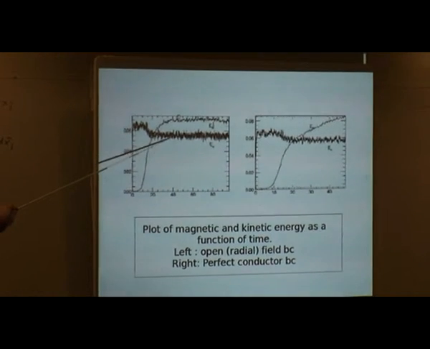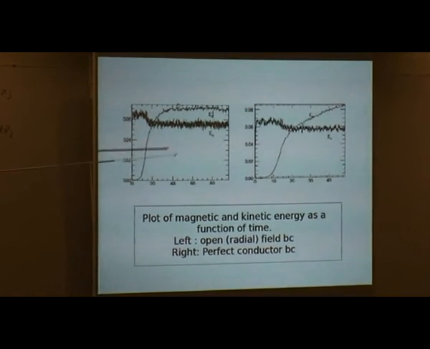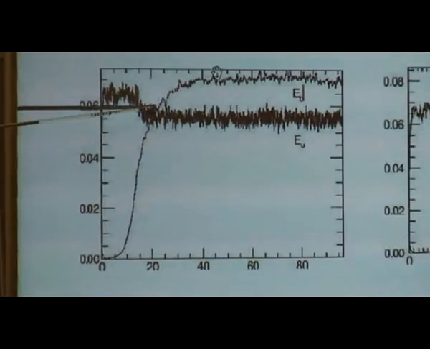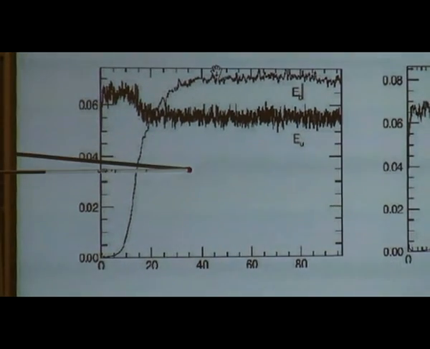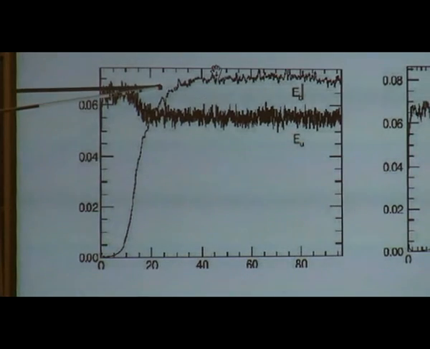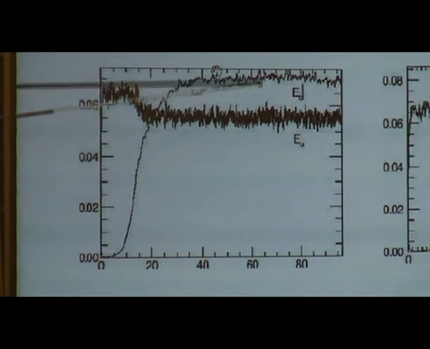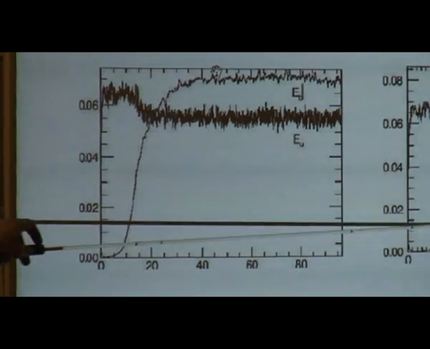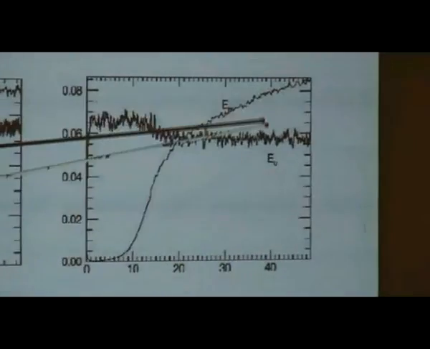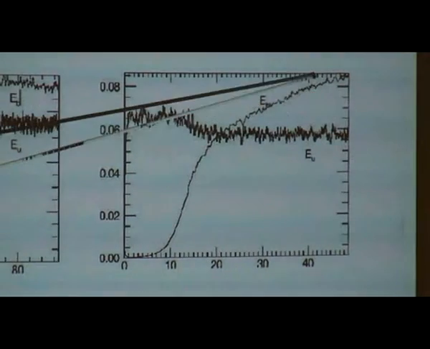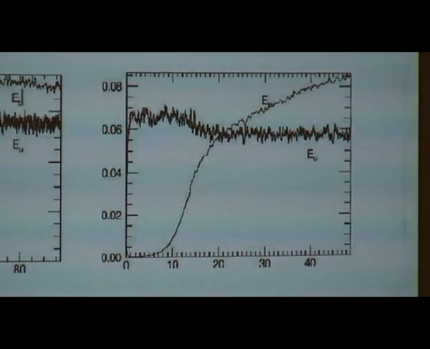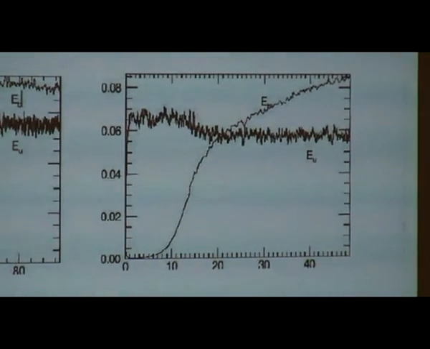This line is the kinetic energy, this is the dynamo building up, and that's the magnetic energy. The left one is for the open vertical field, and it goes up and saturates at roughly the same value as the RMS. Whereas the other one keeps increasing. The rest of the plot is not here. This plot is roughly 7 days older. It grew and saturated at roughly 10 times the value. So you have a super saturation here and a saturation in this case.